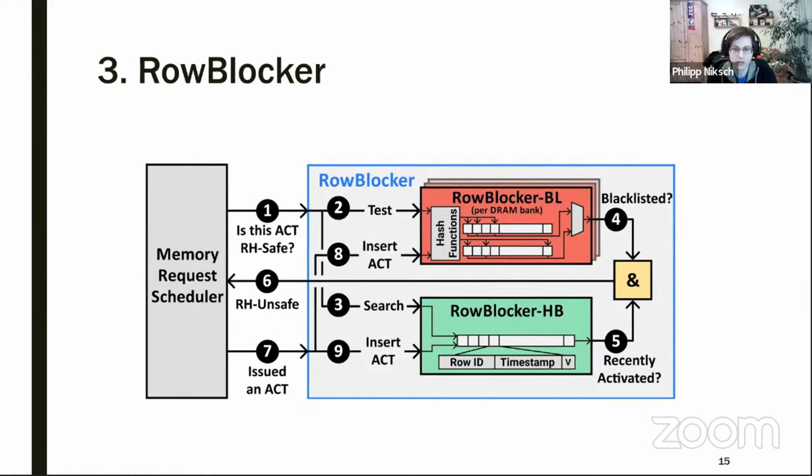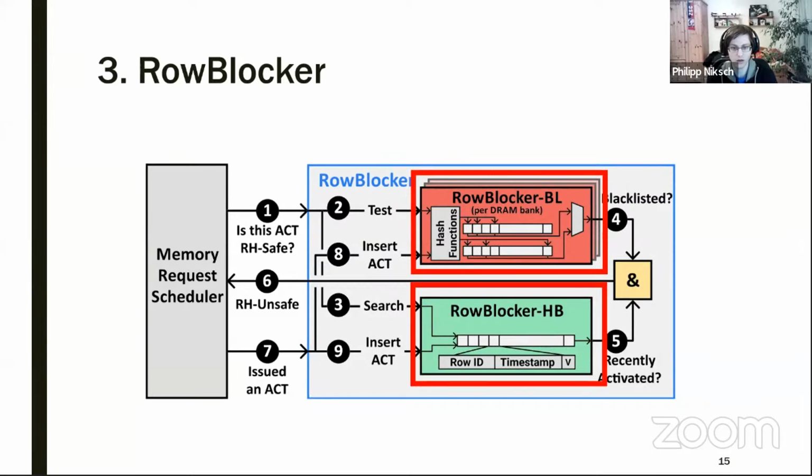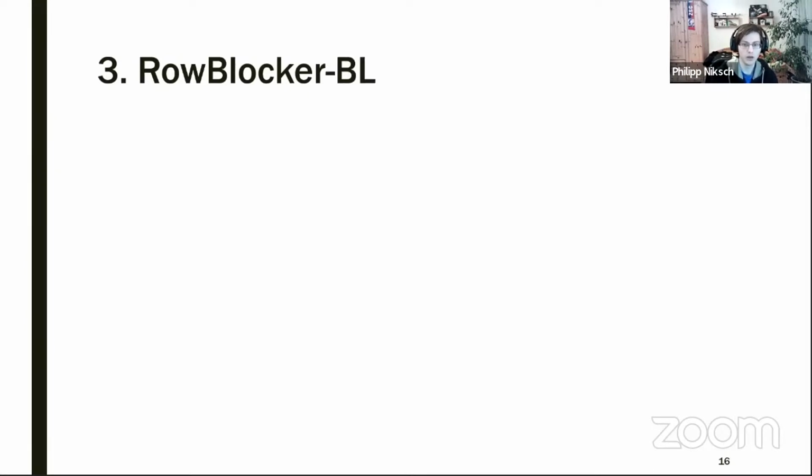We will first take a look at RowBlocker, and this is a high-level schematic and we will come back to it once we understand its components. The first component in red is the blacklist. It is used to keep track of the row activation rates. The second component in green is the history buffer, and it's used to keep track of the most recent row activations. We will start talking about the blacklisting mechanism.